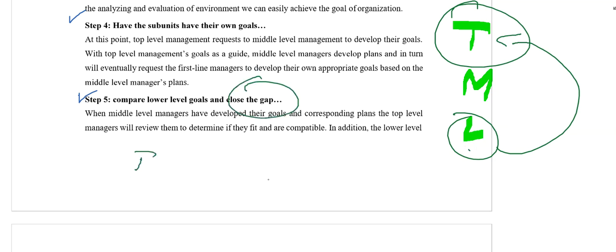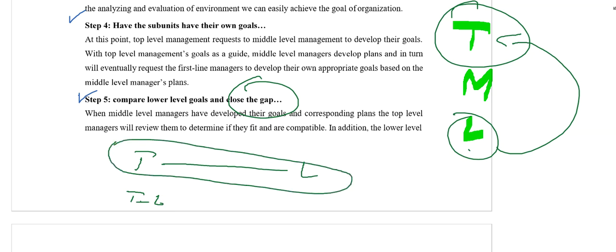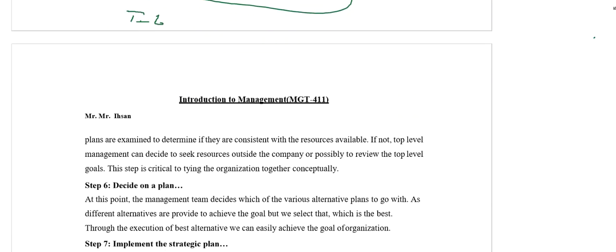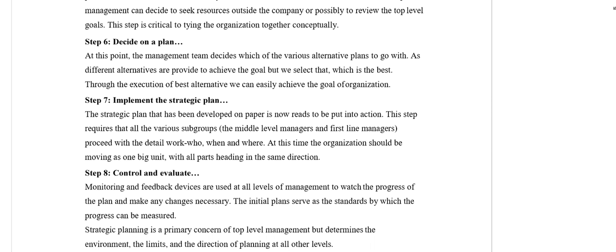So this is top level and this is low level. If there is a very huge gap between the low level and top level, we have to reduce the gap, close the gap, so everybody should be on the same page. Then we decide on a plan. After setting the goals, we decide a plan. After deciding the plan, we start implementation, and after implementing, we control and evaluate the performance of employees, and we correct if it is required.